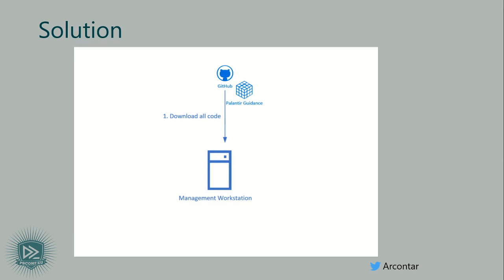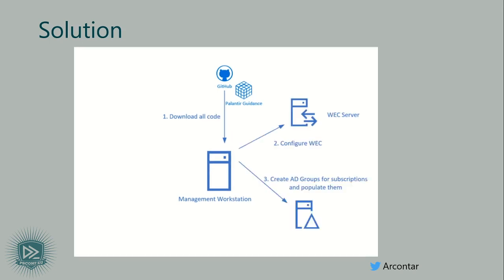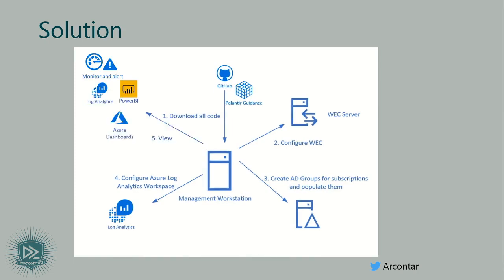To make it happen, we will have a management workstation where we will download all the code from GitHub for Platypus. From there, we will configure the web server. Then we will create Active Directory groups, each corresponding to a subscription that the web server has, and populate the groups. Then we will configure the Azure Log Analytics workspace, and then we will view it in Log Analytics and Power BI, all in Kusto query language. Also, we can set up monitoring and alerting for specific events.